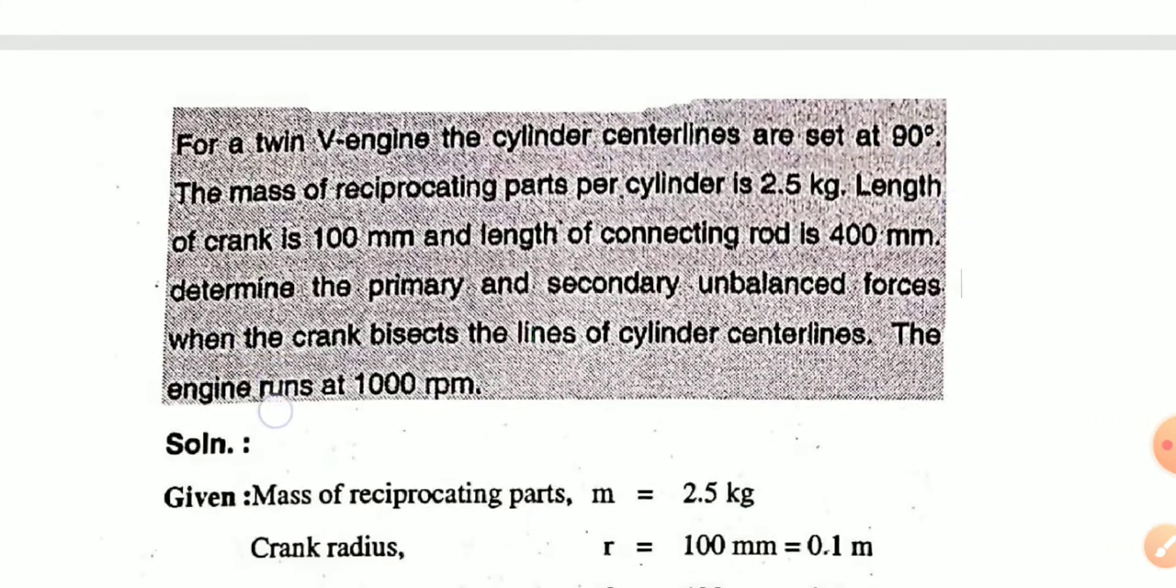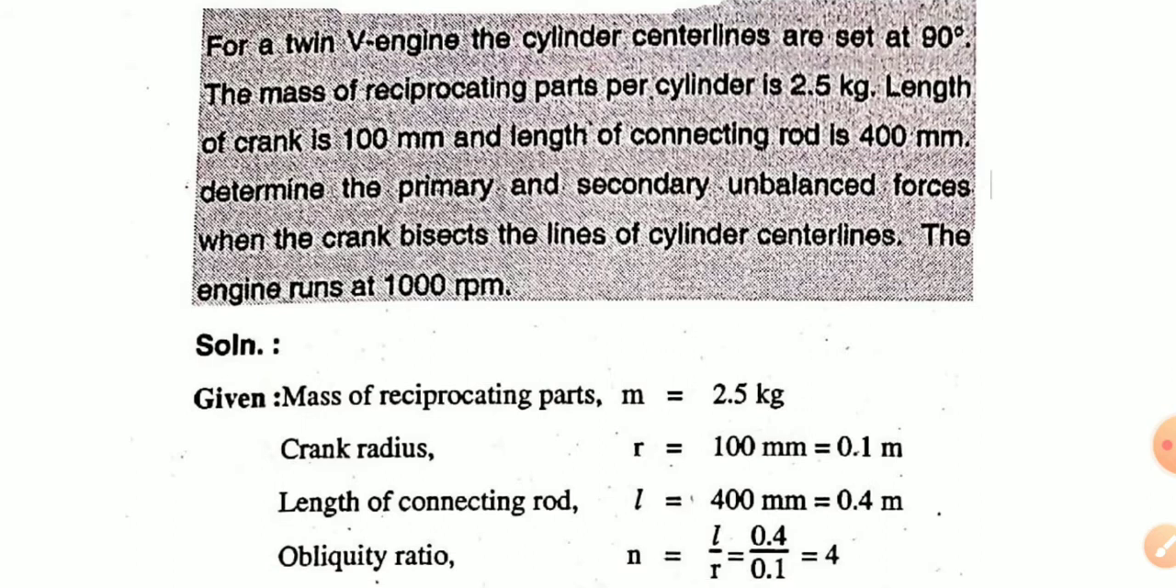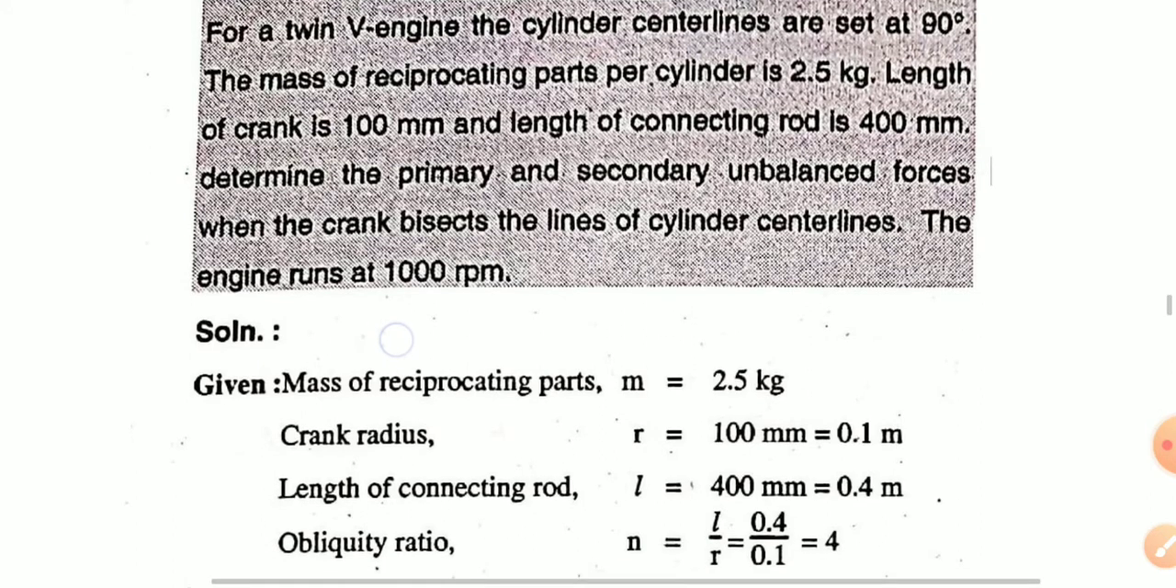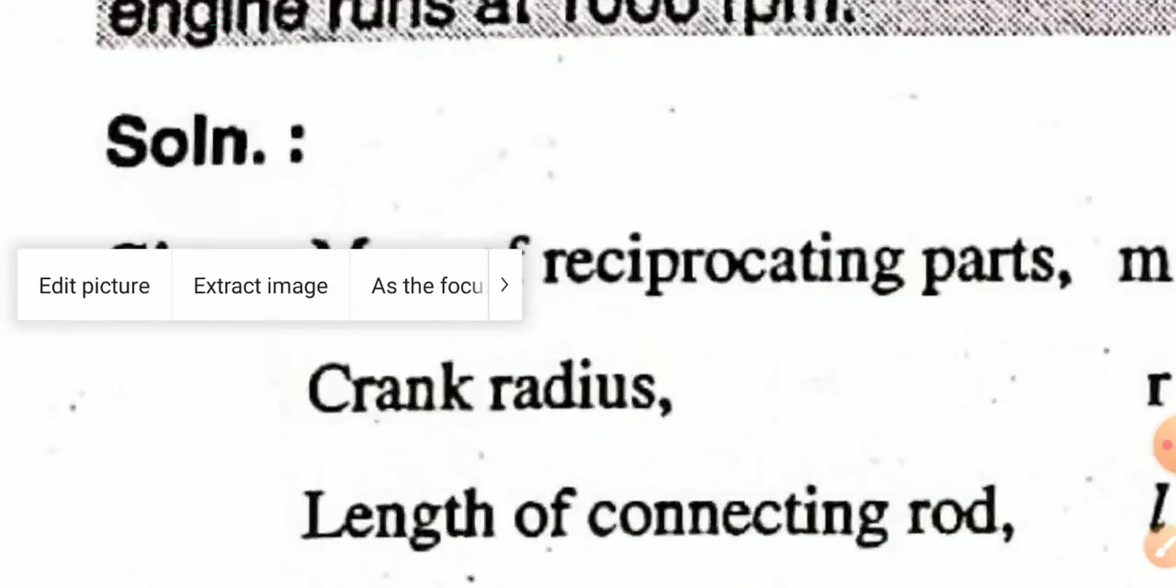Suppose there is a V engine with cylinder center lines set at 90 degrees. The mass of the reciprocating part per cylinder is 2.5 kg. Length of crank is 100 mm and length of connecting rod is 400 mm. Now we have to determine the primary and secondary unbalanced force when the crank bisects the line of cylinder center lines and the engine runs at 1000 rpm.